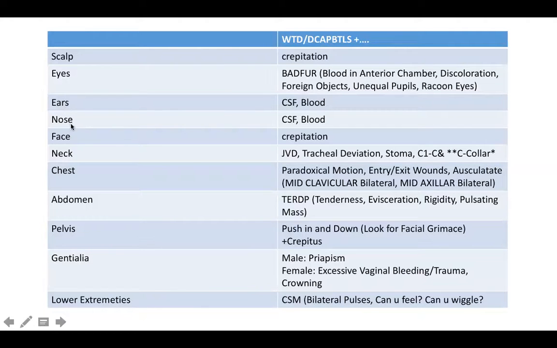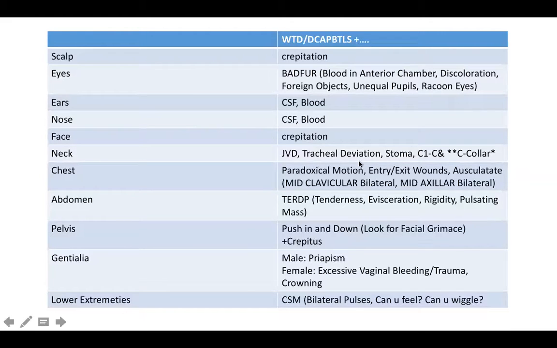For the ears and nose, we look for the same thing. DCAP-BTLS plus CSF, that's cerebrospinal fluid, and blood. If there's blood and CSF leaking out of the ears and nose, that's something that we need to annotate. For the face, DCAP-BTLS and crepitation, because your face does have a lot of bones, right? And then for your neck, DCAP-BTLS plus JVD, that's the jugular vein distension. That's when the veins of your neck are popping up. So when HM1's yelling at you and you look at my neck, those veins are popping up. That's an example of a JVD.